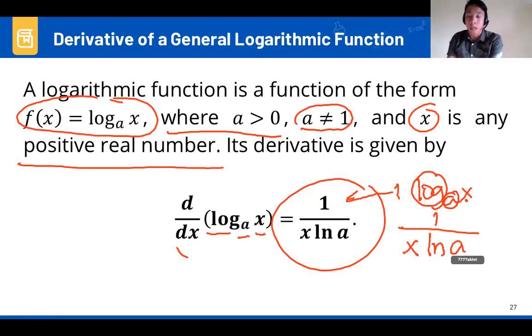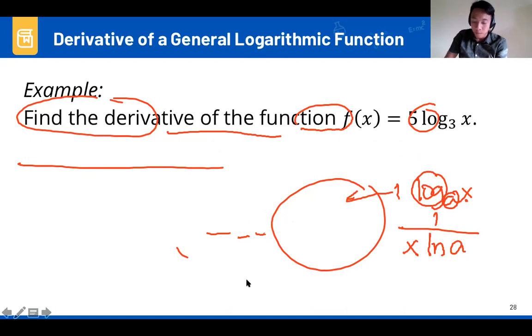Okay? To make it more clear, I'll give you one example. It's like this. Find the derivative of the function f of x equals 5 log of x base 3.